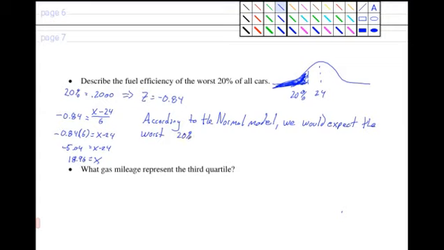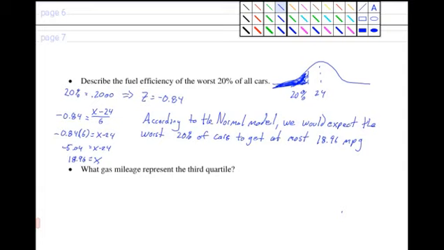So we'd expect the least efficient 20% of cars to get at most 18.96 miles per gallon.